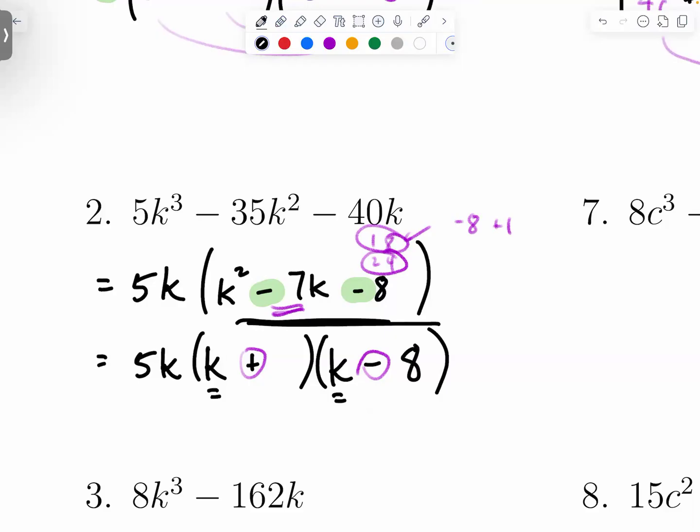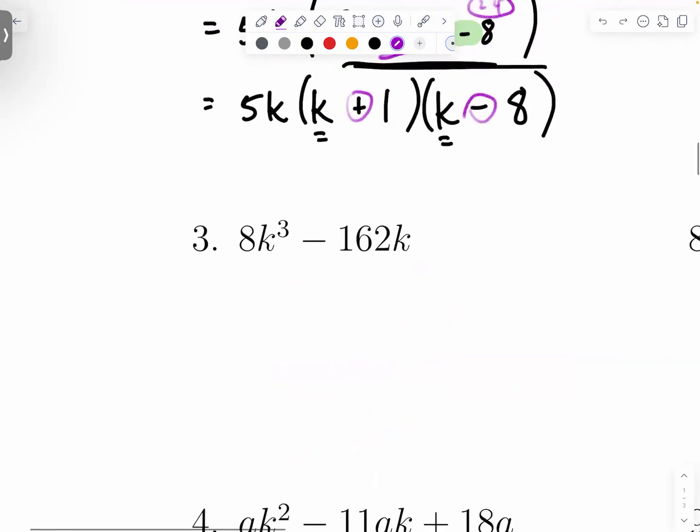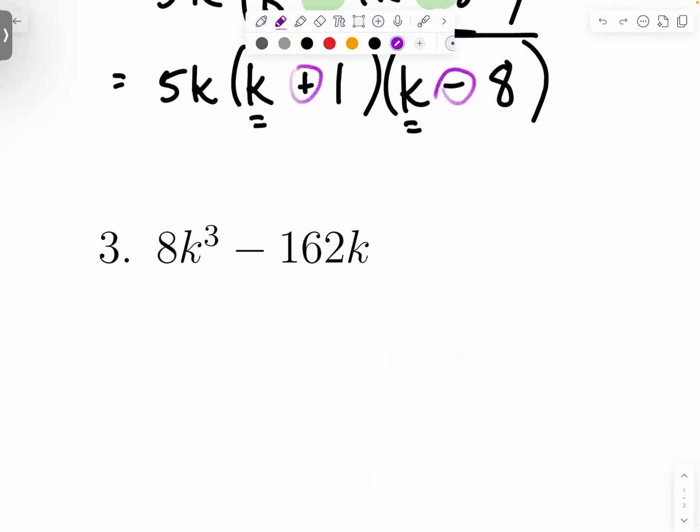Negative 8, positive 1. Just to double check, your outer will be negative 8k, and your inner is going to be positive k. That's how you get negative 7k. Okay? So again, trial and error. It's going to take some time to practice, but that is what you would do for a long, long time. And that would be very beneficial. Okie dokie.